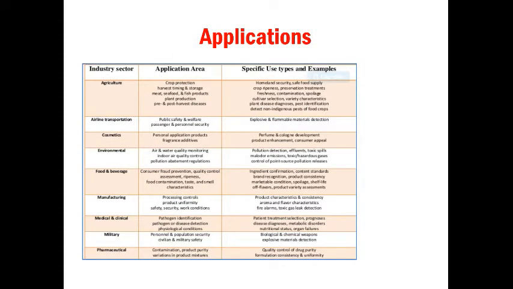You can see in the table, many industries use the e-nose in their applications. We have agriculture, cosmetic, environmental, food, and military. There are specific use types. For example, in agriculture, we have plant disease analysis. We also have preservation treatments and freshness. And in medical, we have patient treatment selection for organ failures. Many more, you can see the list.